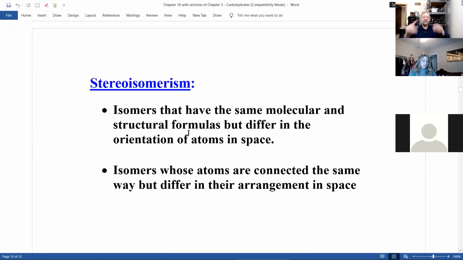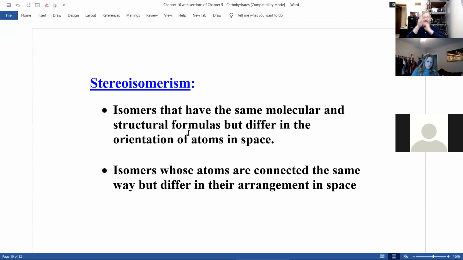Now, these are terms we use in organic chemistry: stereoisomerism. Those are isomers, molecules with the same number of atoms and the same type of atoms. They have the same molecular and structural formulas, but differ in their orientation of the atoms in space. Just like your hands are different in terms of orientation.